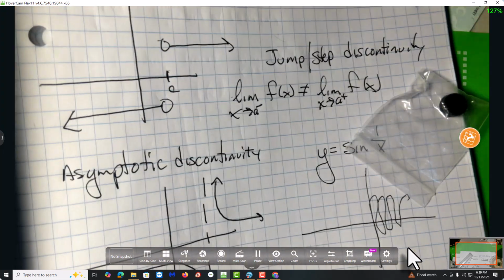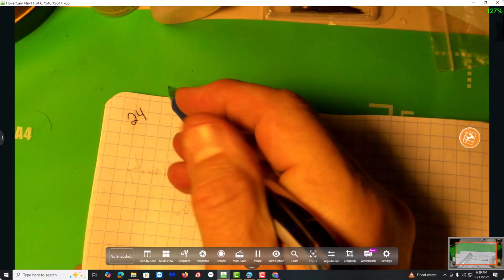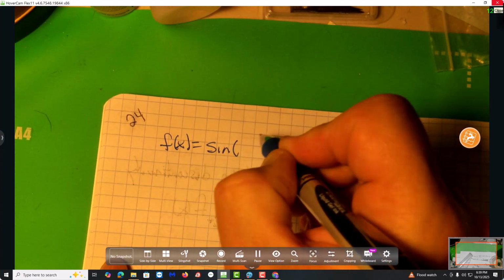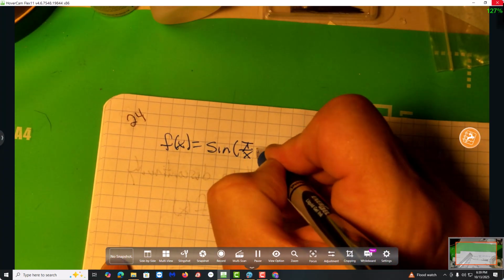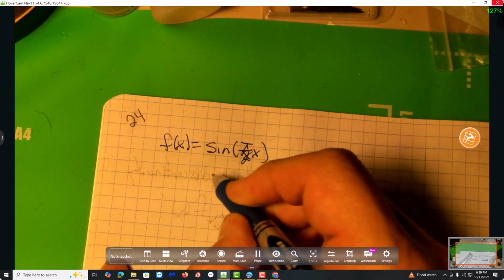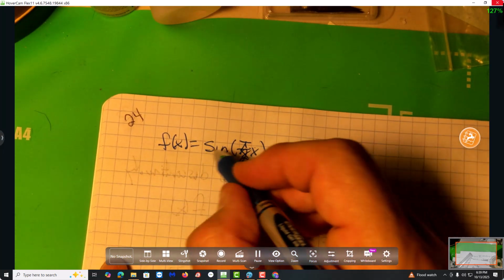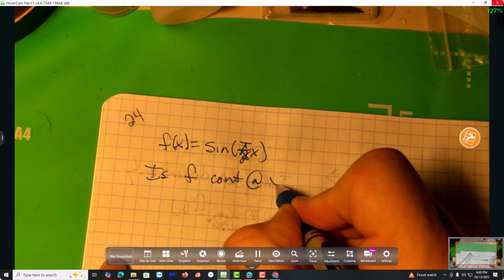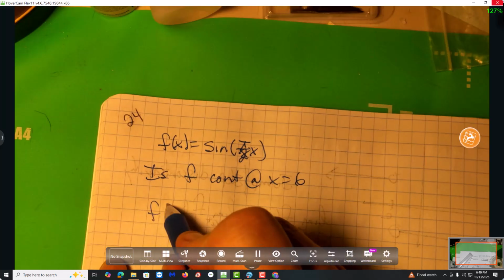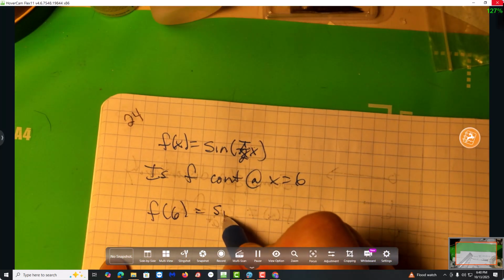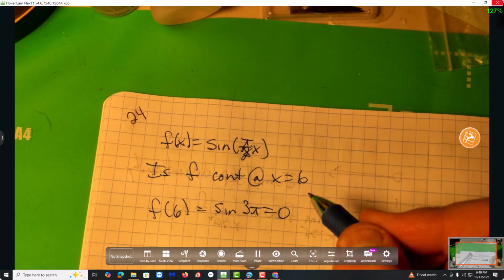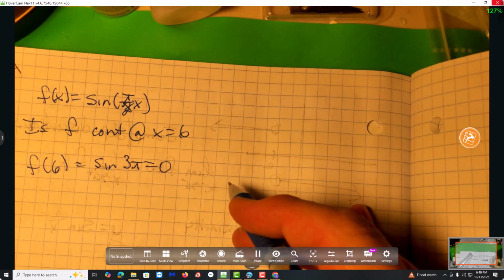Okay, now what I'm thinking here is, and I'm hoping you're finding this helpful, we're going to look at f of x is the sine of pi over 2 times x. And we want to show f is continuous. Okay, is f continuous at x equals 6? Okay, f of 6. Well, that's the sine. Half of 6 is 3, so sine of 3 pi. That's 0. 0 is finite. We've taken care of the first box.